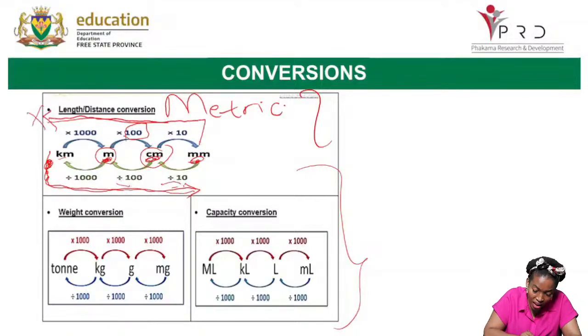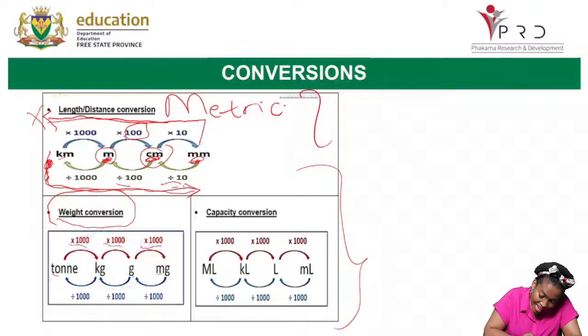And then we also have the weight, or rather the mass conversions. That is the conversion between your tons, your kilograms, your grams, and your milligrams. This one is less complicated because the conversion factor between them is just 1,000.